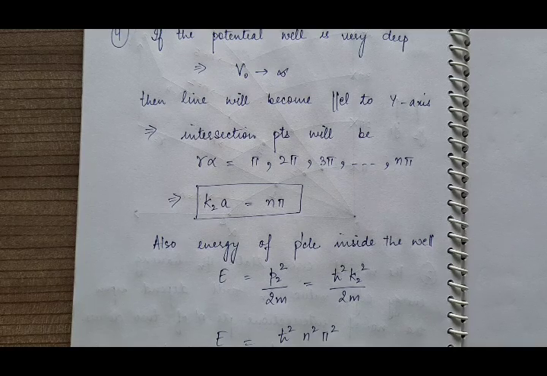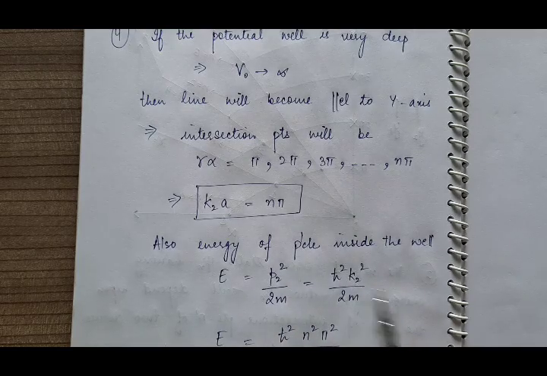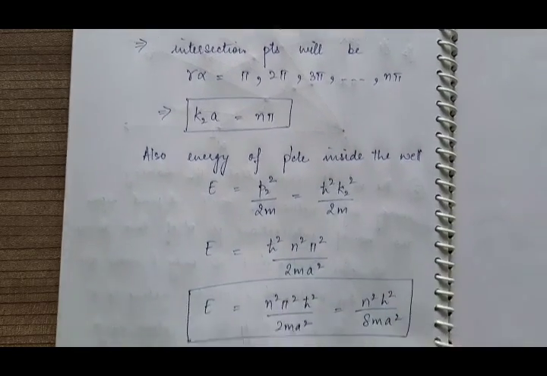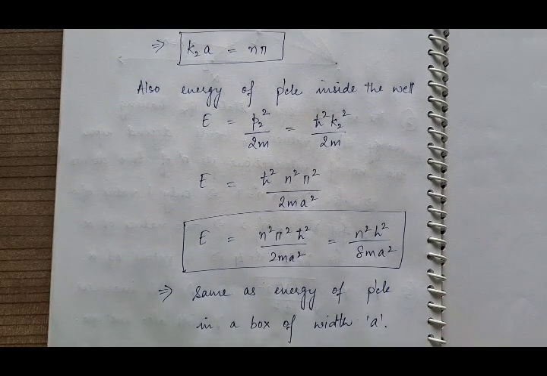So it will be h cut square K2 square by 2m, and what is K2? It is n pi by a. So put the value of K2 is equal to n pi by a, and you will get energy is equal to n square h square by 8 m a square, or n square pi square h cut square by 2 m a square, which is the same as that of the energy of a particle inside a box of width a.